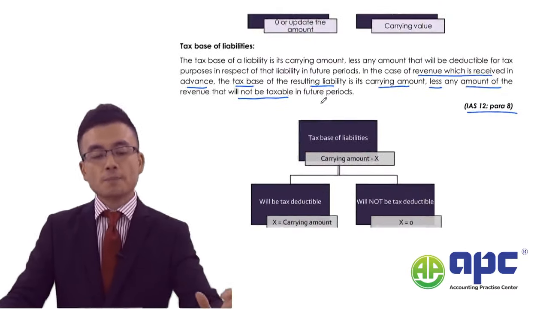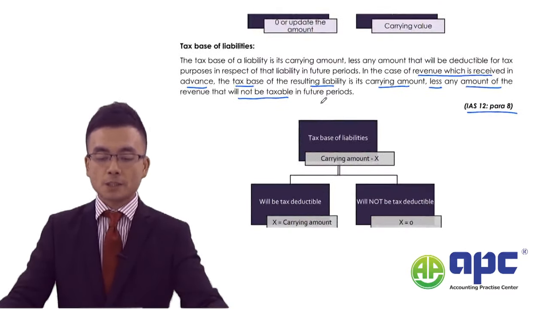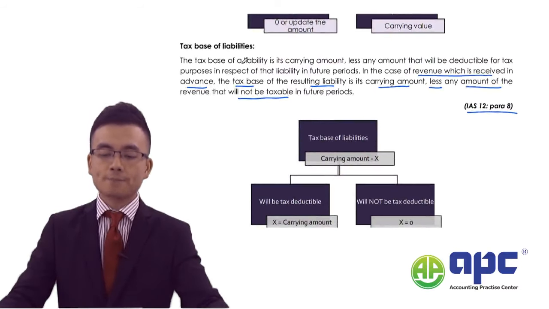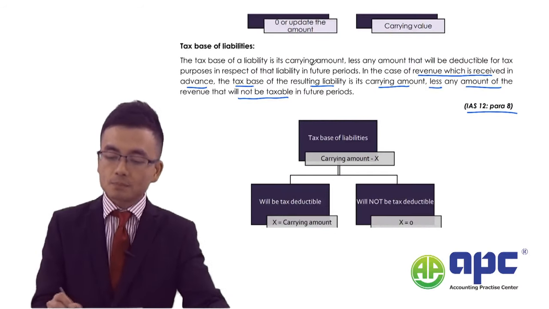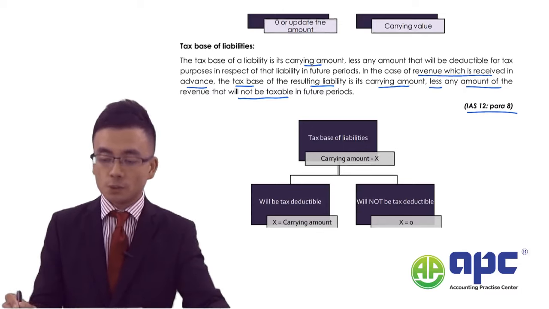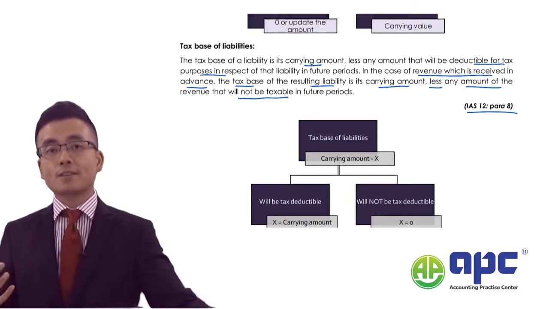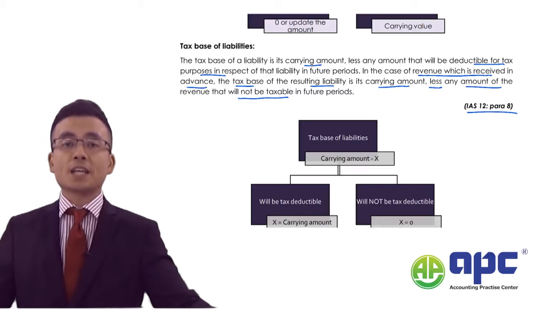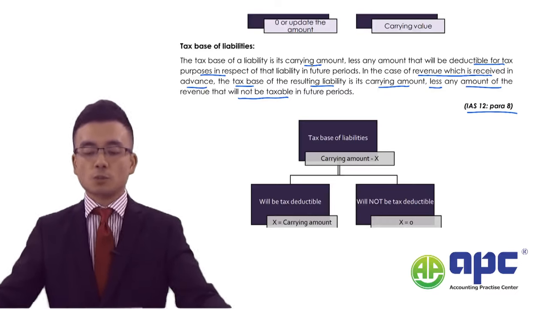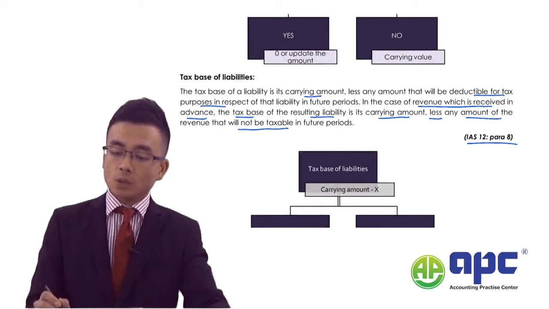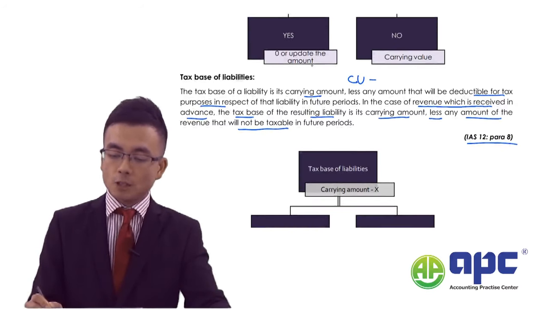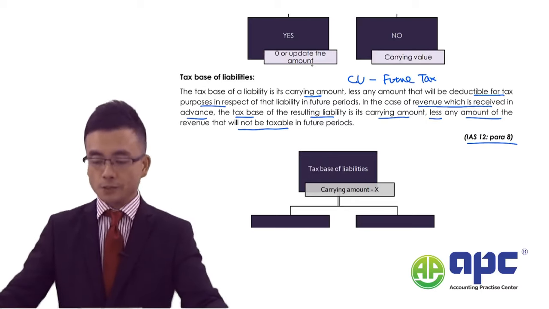Alternatively, we look at the tax base of a liability. The tax base of a liability is the carrying amount less any amount that will be deductible for tax purposes, because for the liability, in effect, it will somehow become the expense that will be tax deductible. And that means we use carrying value minus future tax deduction, and that will be the tax base.